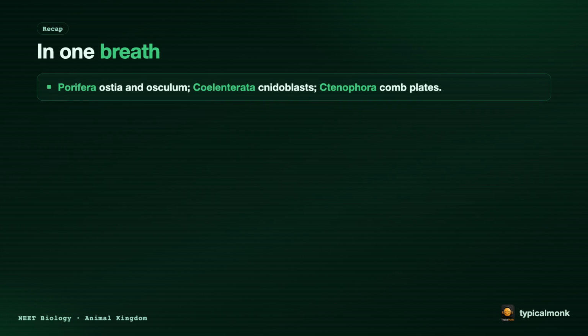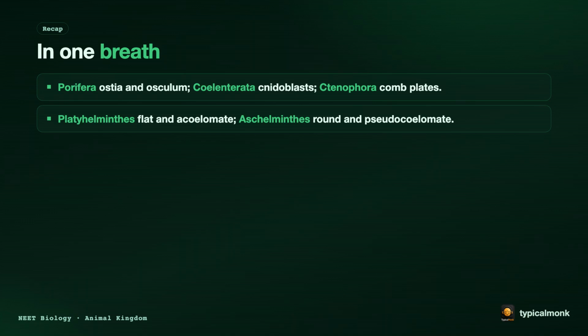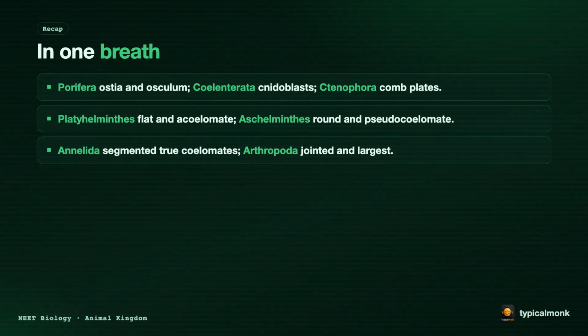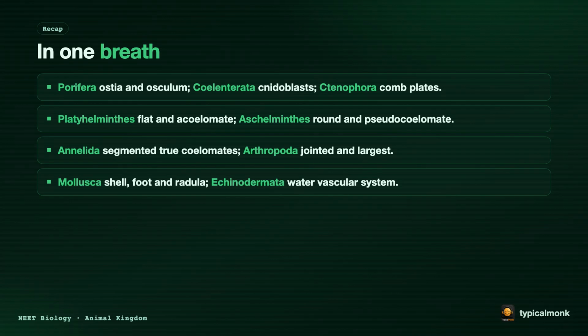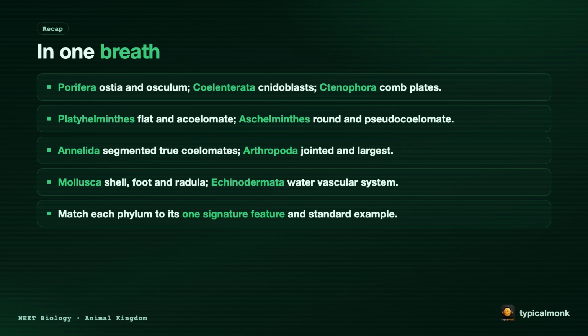Let's gather it all in one breath. Porifera has ostia and osculum. Coelenterata has cnidoblasts. Ctenophora has comb plates. Platyhelminthes are flat and acoelomate. Aschelminthes are round and pseudocoelomate. Annelida are segmented, true coelomates. Arthropoda are jointed and the largest. Mollusca have shell, foot and radula. Echinodermata have the water vascular system. Match each phylum to its one signature feature and standard example.